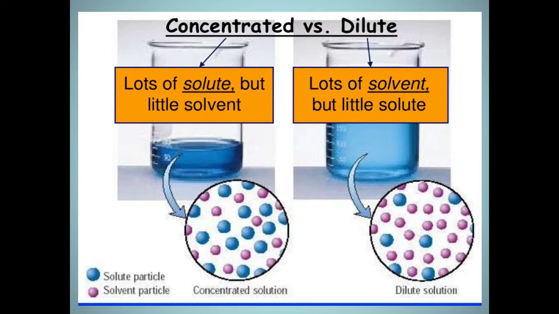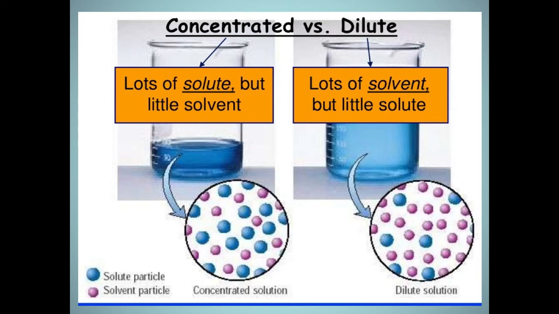So we could take a look at a picture in terms of the amount of particles. On the left-hand picture, we see a concentrated solution. There's lots of solute, but little solvent. If the blue particles represent solutes, we can see there is a good amount of them relative to the purple particles, which are your solvent. That is a concentrated solution. You can see that in the picture of our solution there. It is quite dark. There are a lot of solute particles.